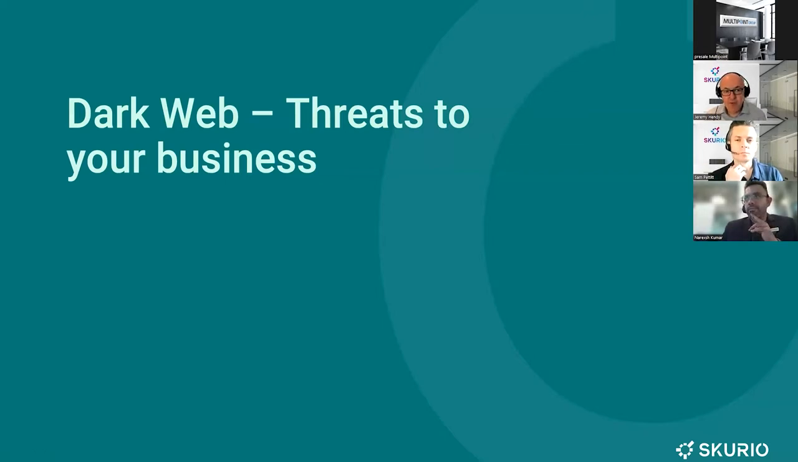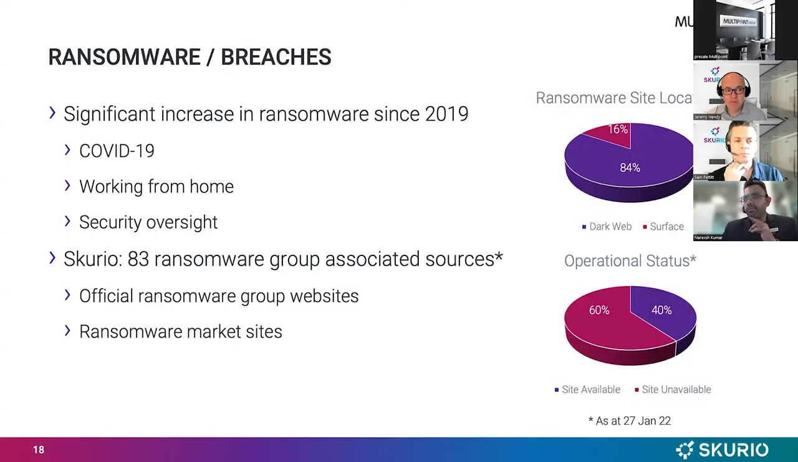So let's talk a little bit more about some of the threats to your business from the dark web. Ransomware has been a massive impact on cybercrime in the last 12 to 18 months. We've seen a huge increase, particularly with COVID-19. Everyone's working from home. It's harder to secure the network. We're now monitoring 83 different ransomware groups. A lot of them have got official websites for the group on the dark web, or in some cases the surface web, but normally the dark web.